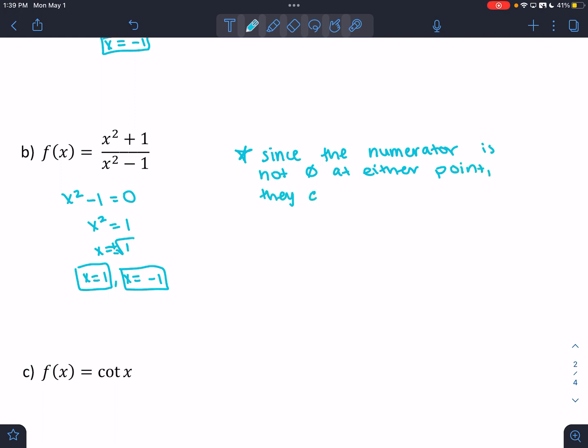Because if they're not asymptotes, they're a hole, and that wouldn't count, right? It wouldn't go to infinity if it was a hole. It could potentially still have a limit.